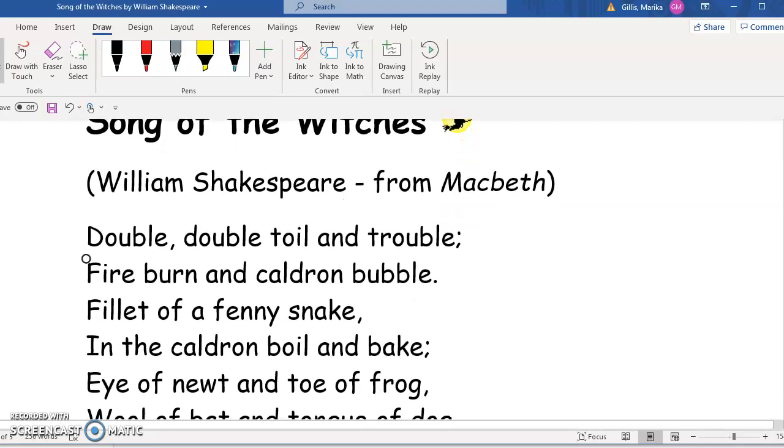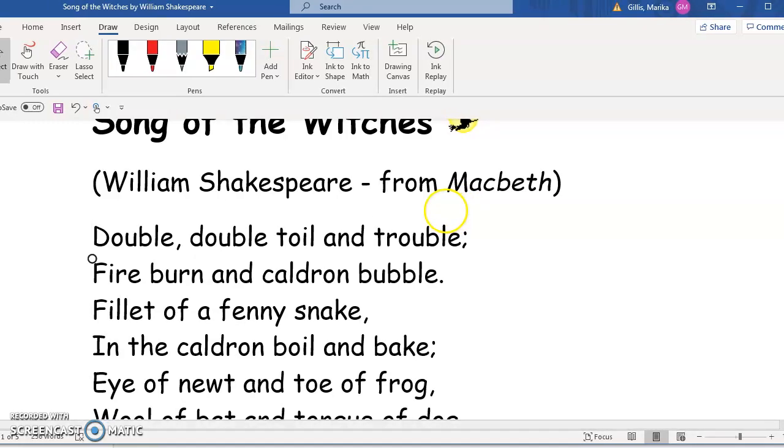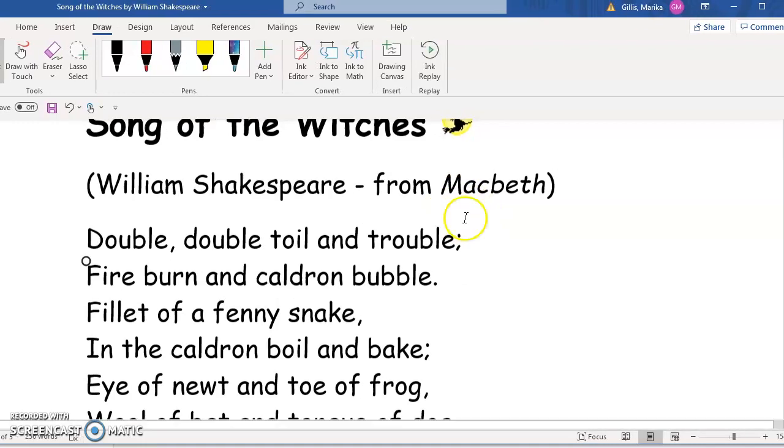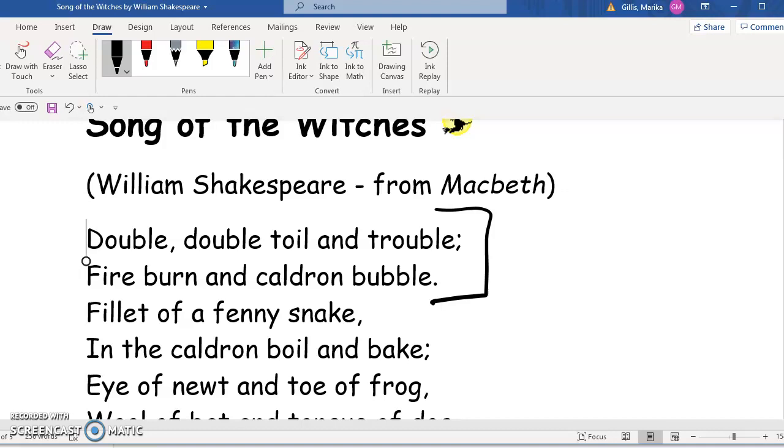If you look at the first two lines of Song of the Witches, "Double, double, toil and trouble, fire burn and cauldron bubble," this is an example of a rhyming couplet. Trouble and bubble rhyme with one another. They both end in "able." Together, these two lines complete one thought.